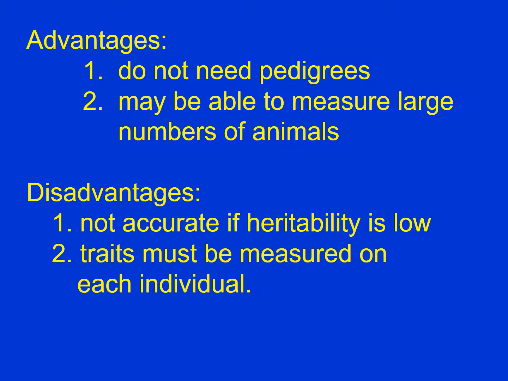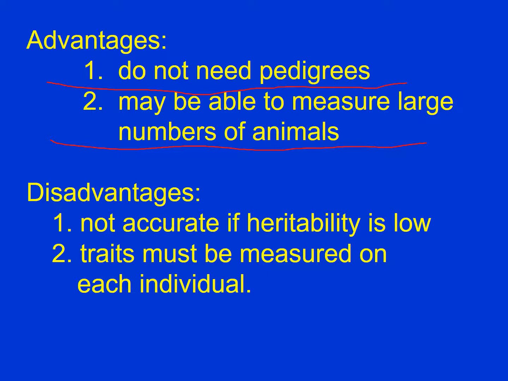So advantages and disadvantages for this method: you don't even need pedigrees. We're just basing it on the individual's own performance. Now, pedigrees are really nice to have, and we can even maybe take into account the pedigrees on these animals to avoid inbreeding later on, but it's relatively simple. Need a minimum number of records. And if it's a cheap measurement to take, we can measure a large number of animals.